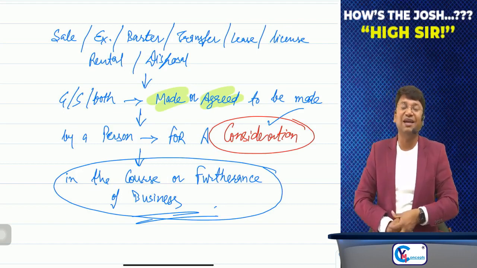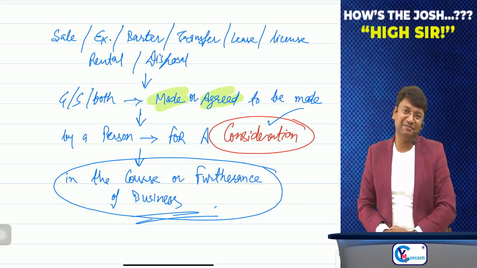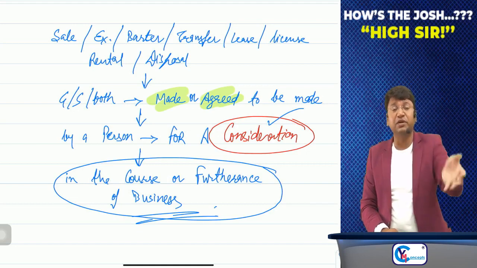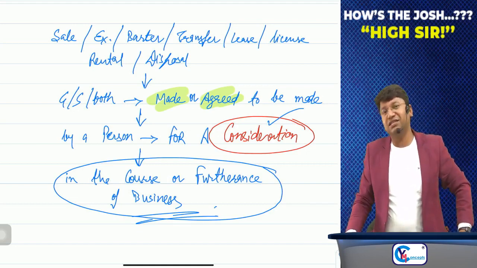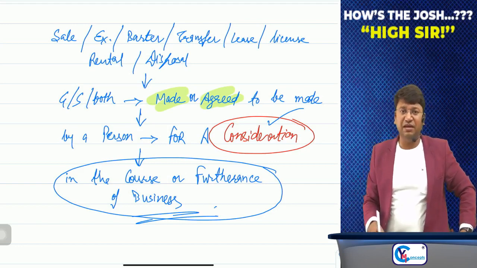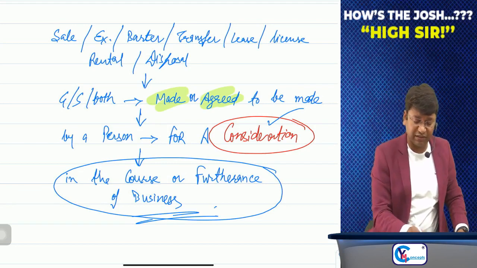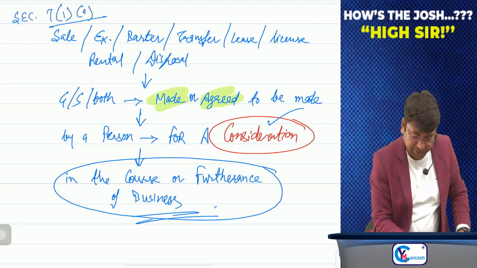Services are being provided by a charitable institution to that business entity, and GST will be charged. Clear? So each and every transaction has to be checked and analyzed, whether it is a supply or not, keeping in mind whether it is for a consideration or not. If it is not for a consideration, it is not covered in Section 7, subsection 1, clause A.